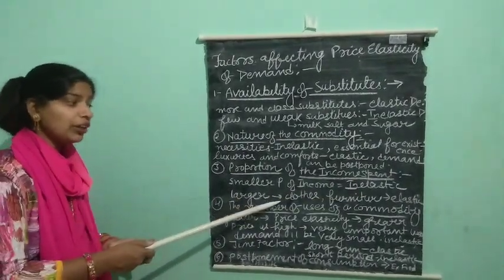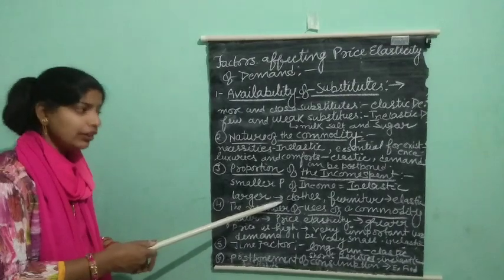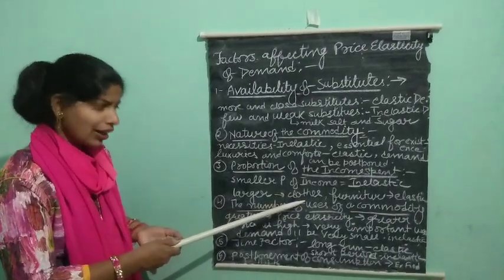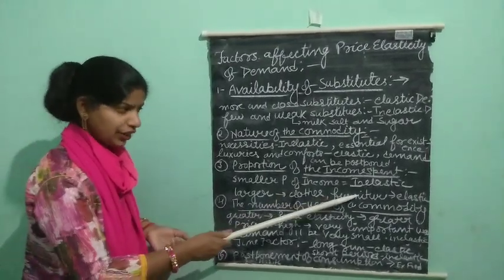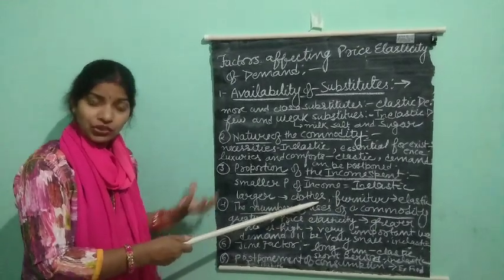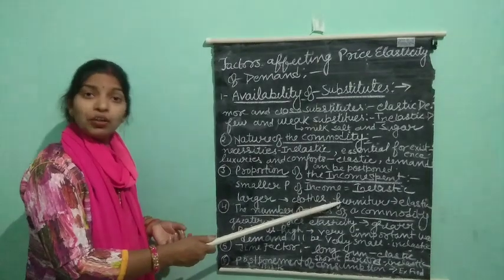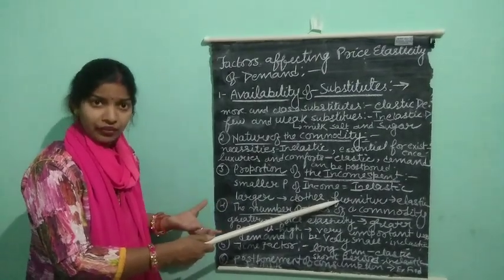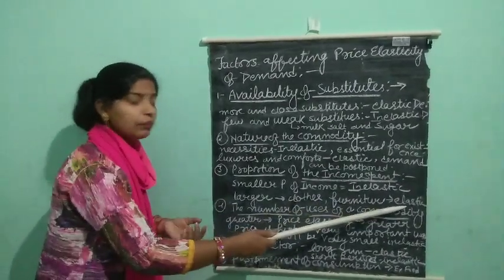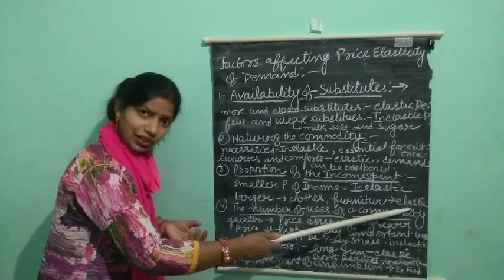If a larger proportion of income is spent by the consumer, then the demand will be elastic. For example, clothes and furniture. If the price changes, whether a fall or a rise, the demand will be very much affected. That's why the price elasticity will be elastic.